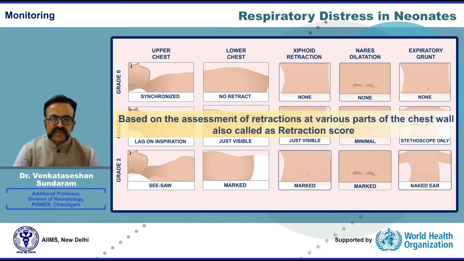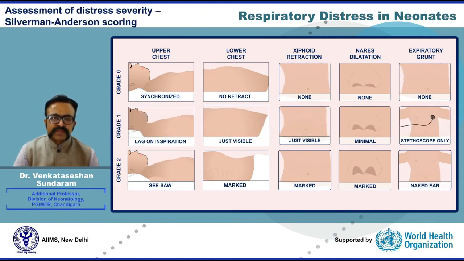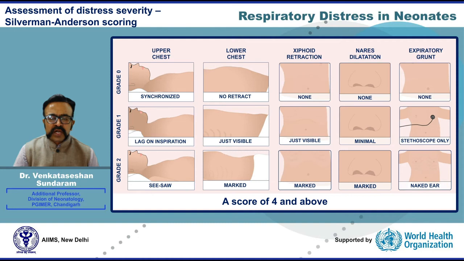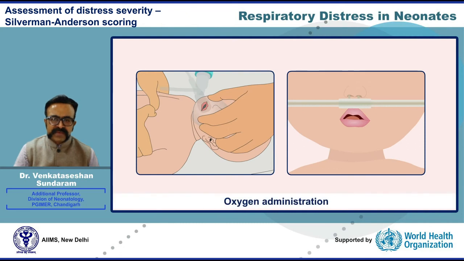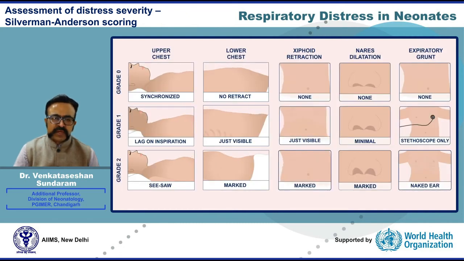It is predominantly based on the assessment of retractions at various parts of the chest wall and hence is also called the retraction score. The pictorial describes how to look for each sign and how to grade the finding to get a summative score. A score of 4 and above would generally indicate need for respiratory support more than mere oxygen administration. An important point is to be noted here.